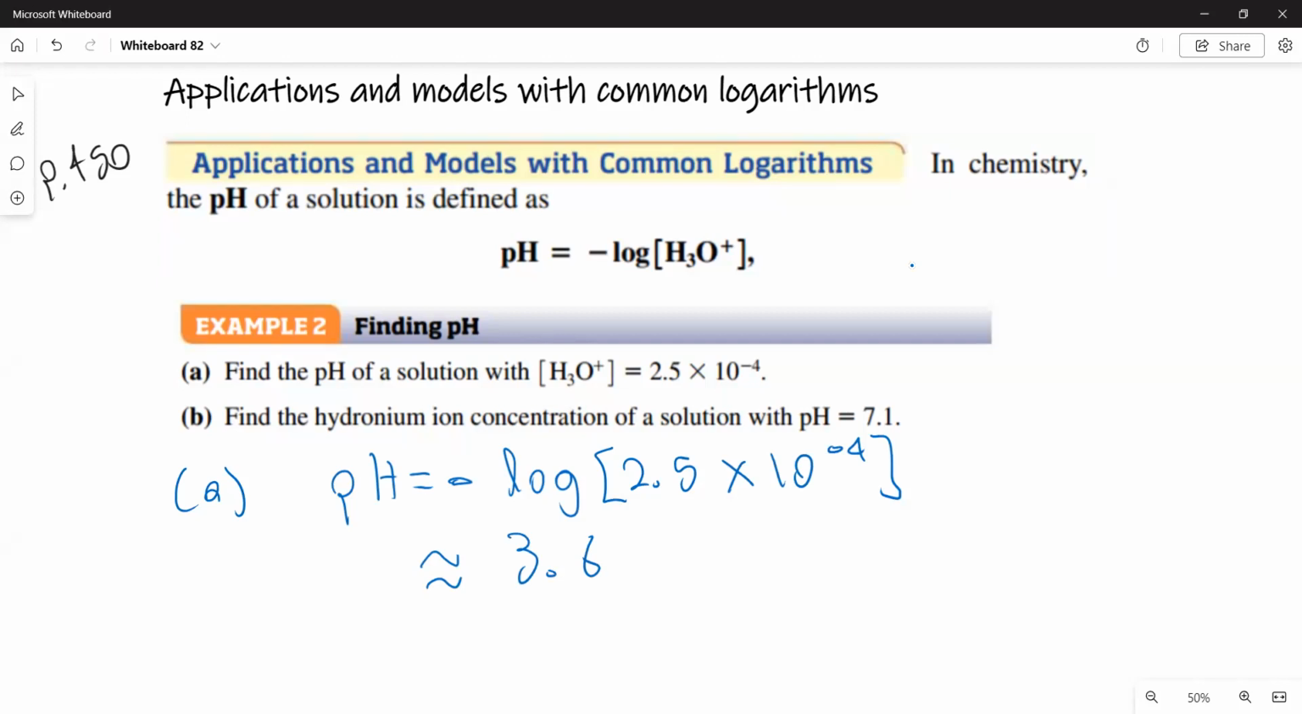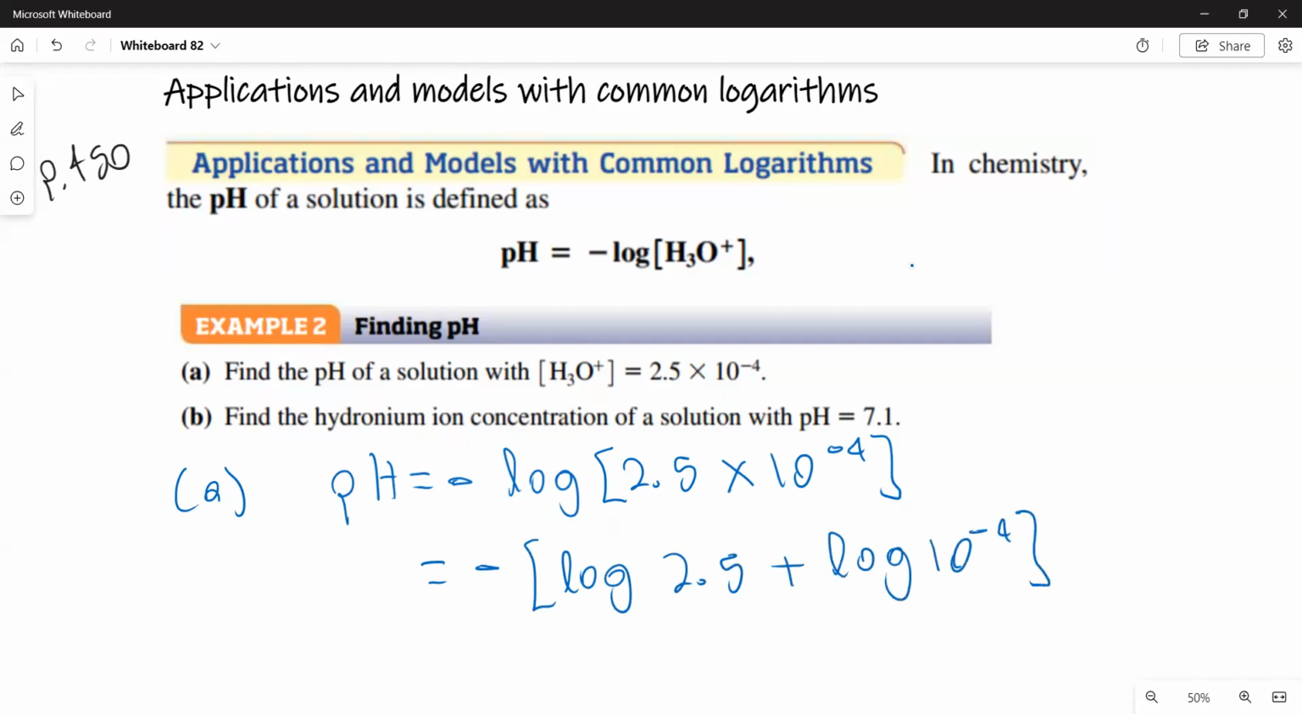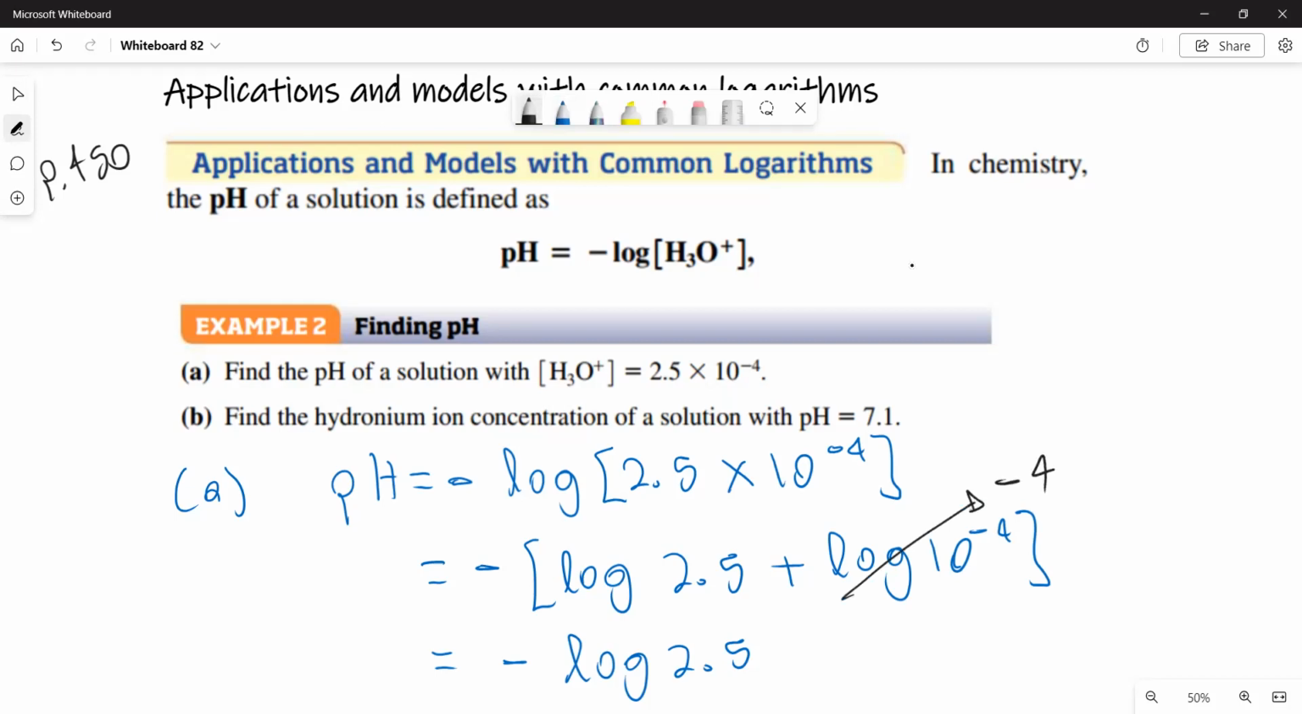The other thing you could have done is use the properties. I already did it directly, but if you want, you can use the properties. This is the opposite of log of 2.5 plus log of 10 to the negative 4. So this is the opposite of logarithm of 2.5, and then log of 10 to the negative 4 becomes negative 4. And the opposite of that is going to be 4, which is indeed approximately 3.6.